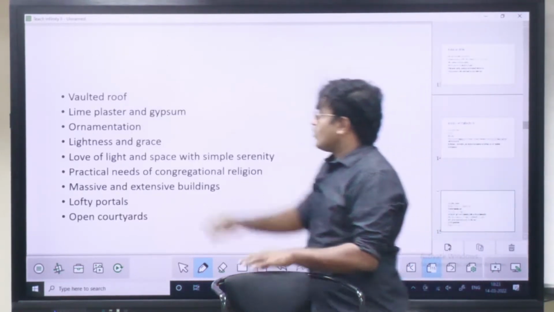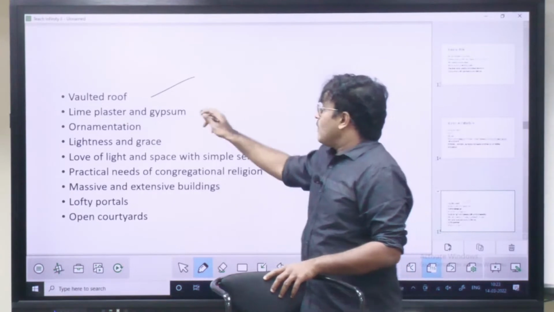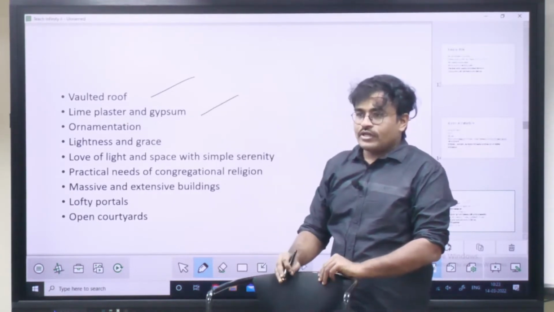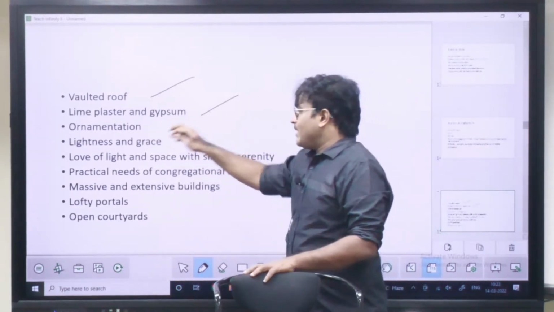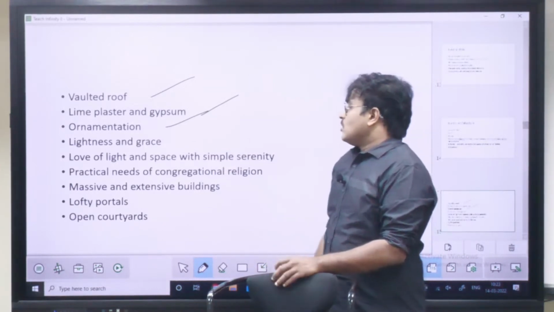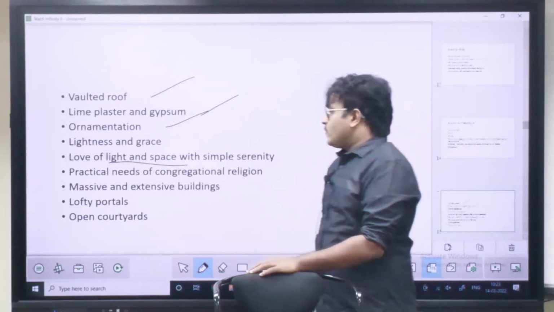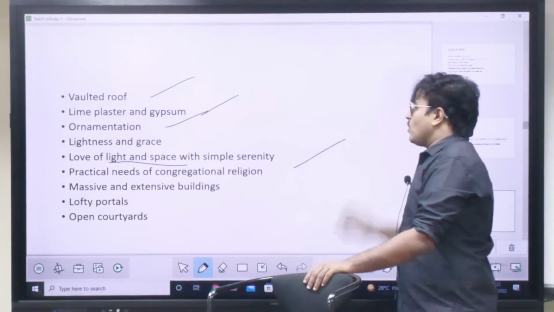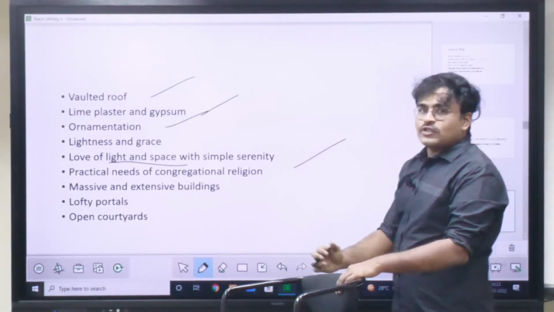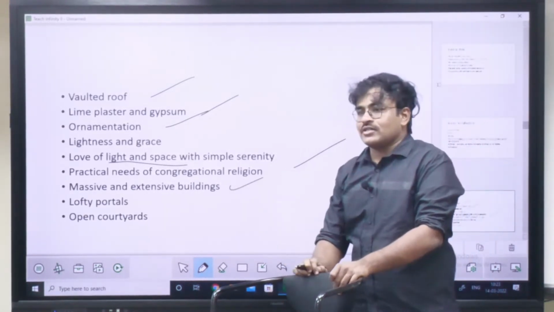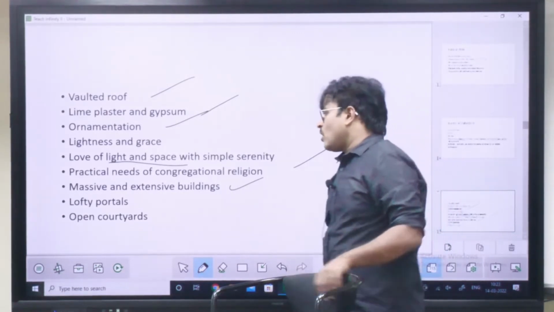Okay, vaulted roof I talked about. Lime plaster and gypsum are used for binding material. Ornamentation. Then there is a love of light and space. Practical needs of a congregational religion are met. Massive and extensive buildings are constructed. They also have these lofty portals.